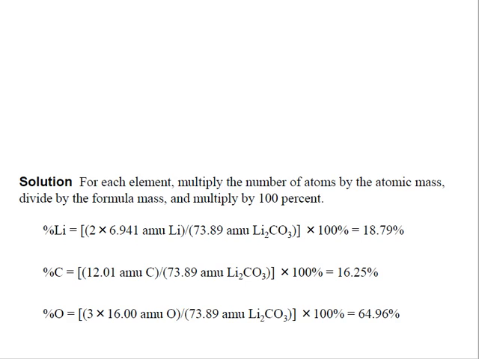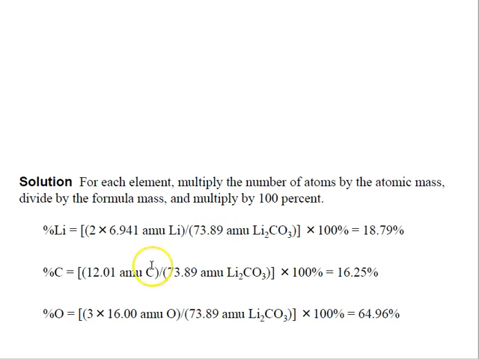So for each element, we're going to multiply the number from the formula by the atomic mass from the periodic table. And then we don't want to end with just the fraction. We actually want to have the whole number percent. So of course we'll multiply by 100. So lithium carbonate, the whole thing all together, you would do 2 lithiums, 1 carbon, and 3 oxygens, just like we did in the last example. Add up the entire molecular mass, and that should come out to be 73.89.